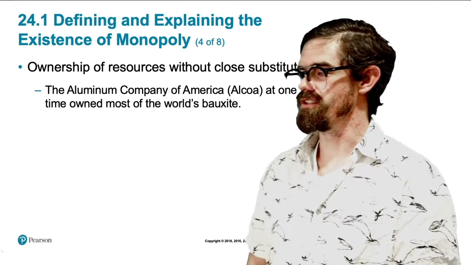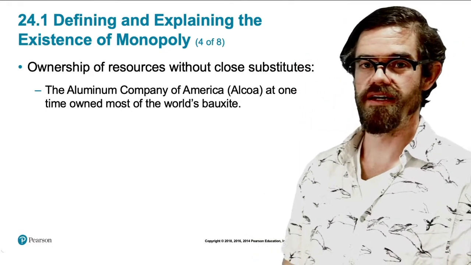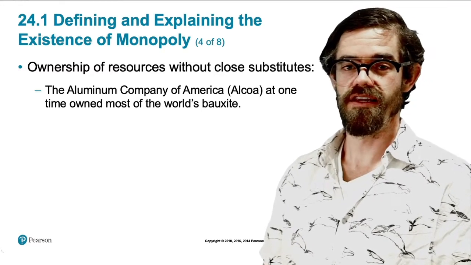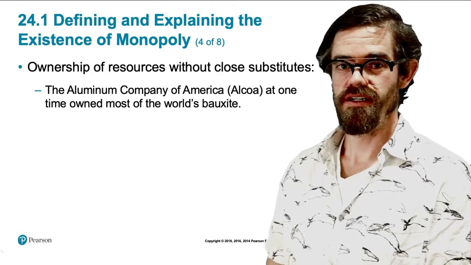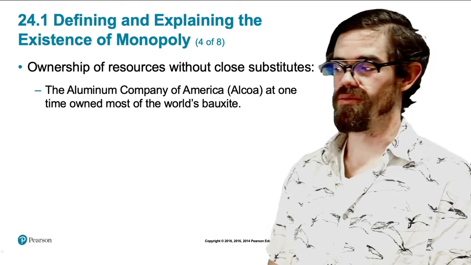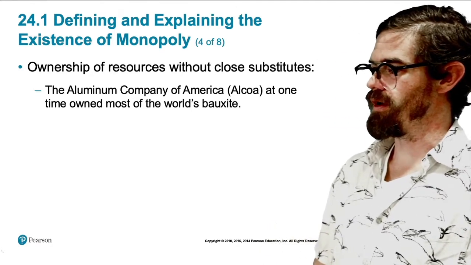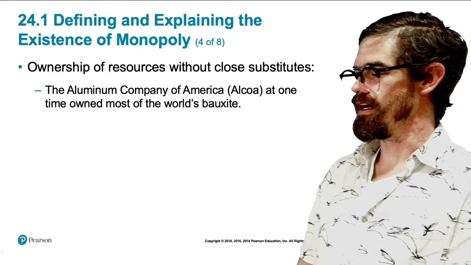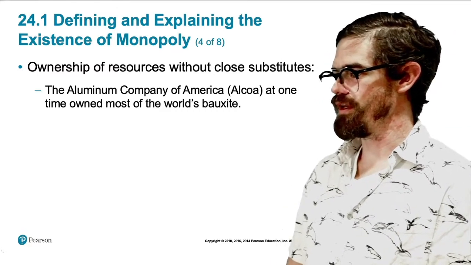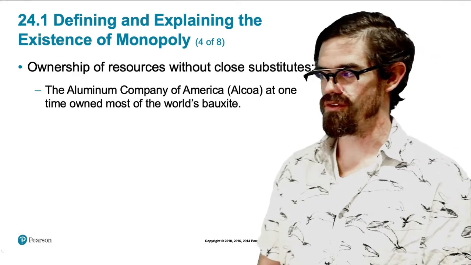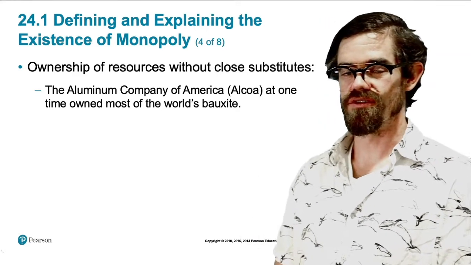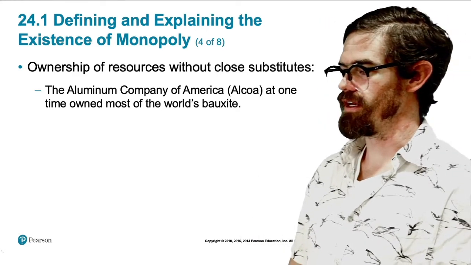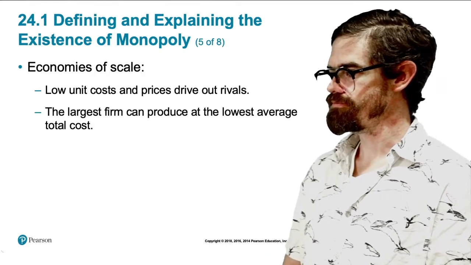All right, so here's another example of a firm that enjoys barriers to entry because of ownership of resources: the Aluminum Company of America, also known as Alcoa. I don't think this is true anymore, but at one point they owned most of the world's bauxite, which is an integral part of creating aluminum.